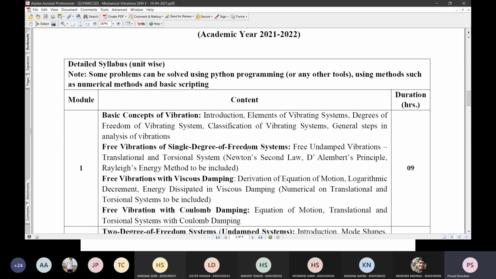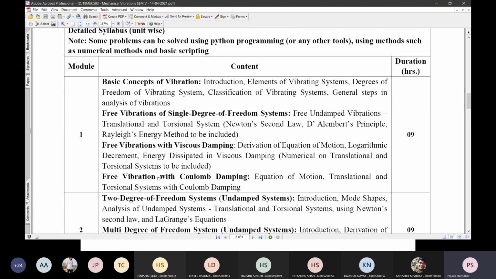You have 5 modules. The first module will cover basic vibration, followed by free vibration of single degree of freedom systems. And then you will be solving problems with viscous damping and also with Coulomb damping. So you will be doing both types of damping.